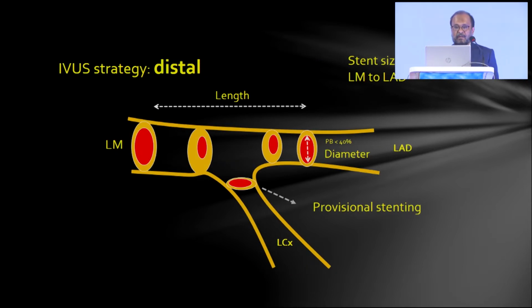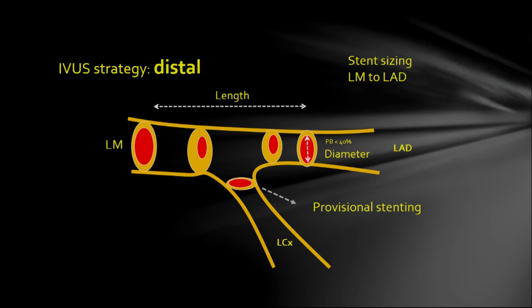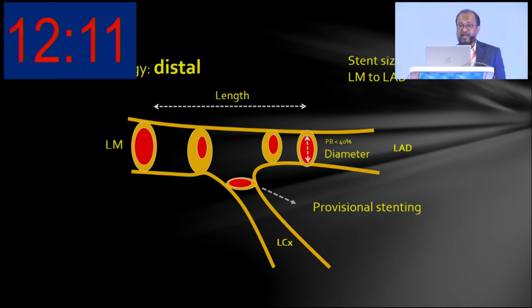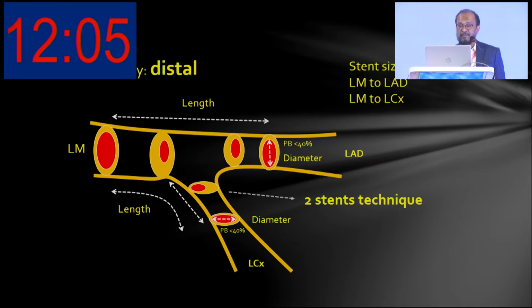So while planning the strategy from left main with a single stent, we need to see the landing zone. In the landing zone by IVUS, we have to see the plaque burden is less than 50% or 40%. At the same time, we have to size the stent to the size of the distal vessel and then dilate proximally with a higher balloon. And nowadays, all the stents can be expanded to a bigger size by 1 to 1.5 mm.